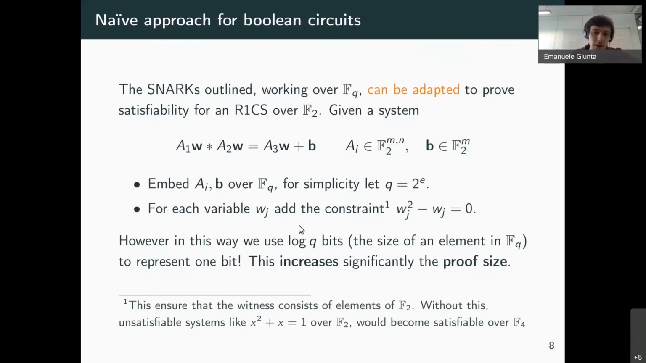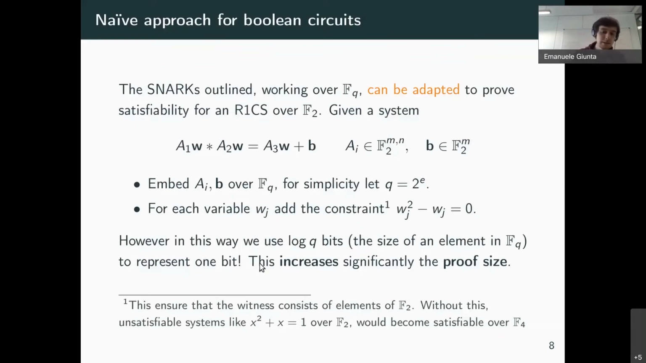The only issue, though, is that we need to add extra constraints. In this case, we need to enforce that every variable wj satisfies the constraint wj squared minus wj is equal to 0, meaning that wj is either 1 or 0. And this is necessary because otherwise constraints that before were unsatisfiable might become satisfiable over a larger field. A trivial example could be x squared plus x equal to 1, which is clearly unsatisfiable over F2, but becomes satisfiable over F4.